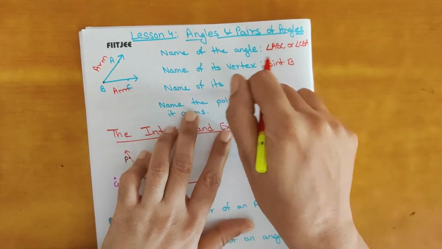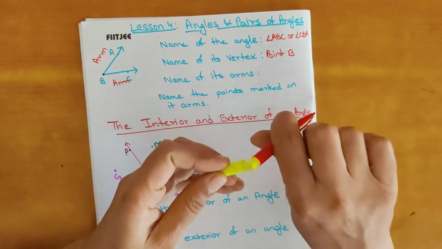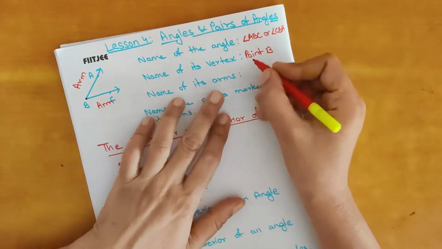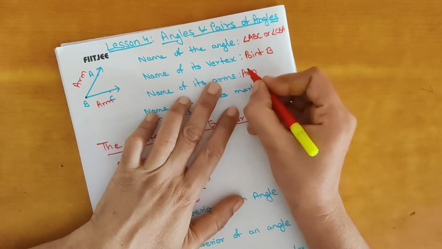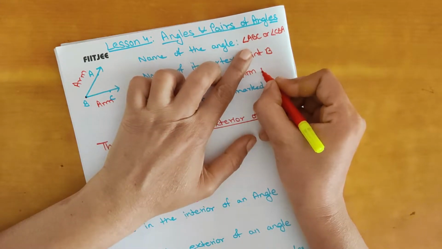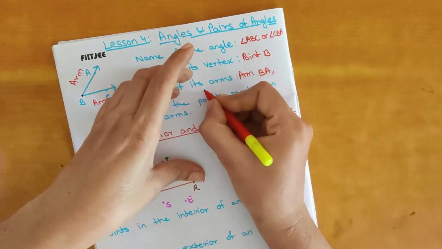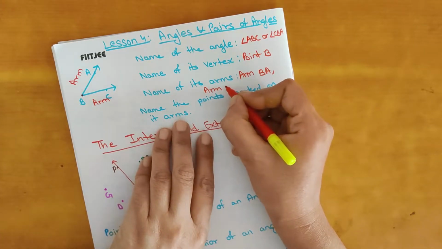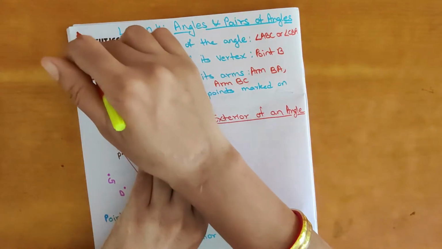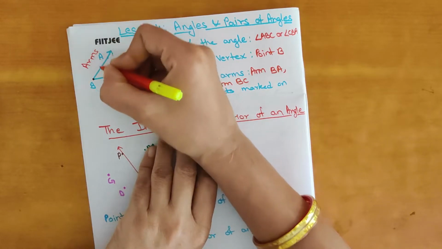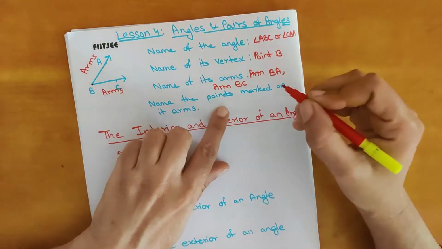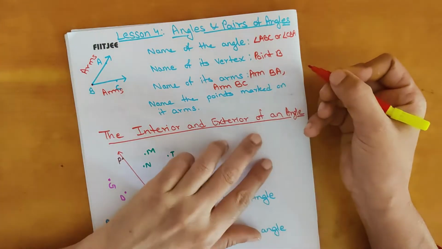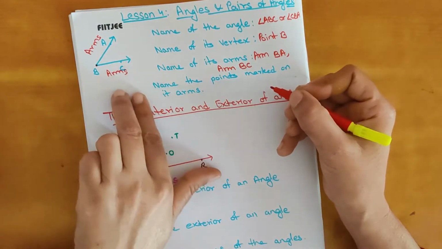Now name of its arms, you can write arm or side BA, arm BA and arm BC. Okay, these are the arms. Or side BA, side BC also you can write. Okay.